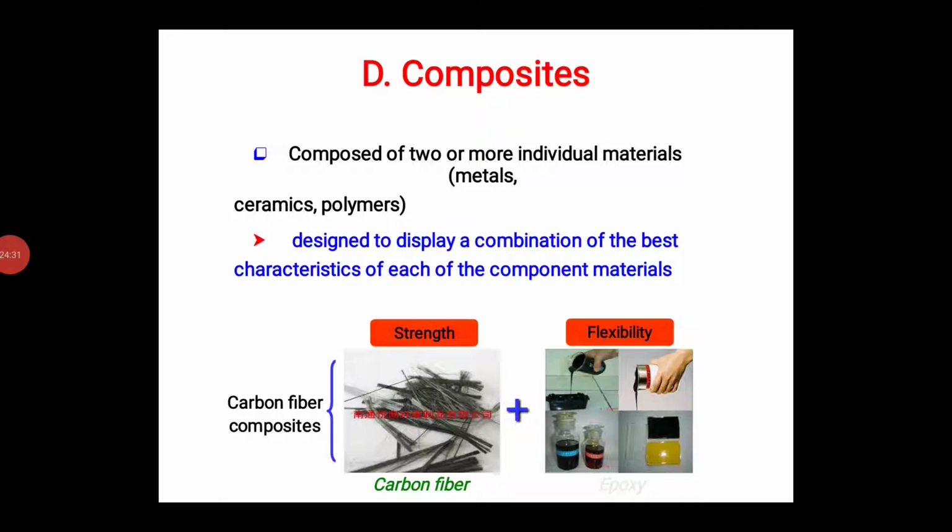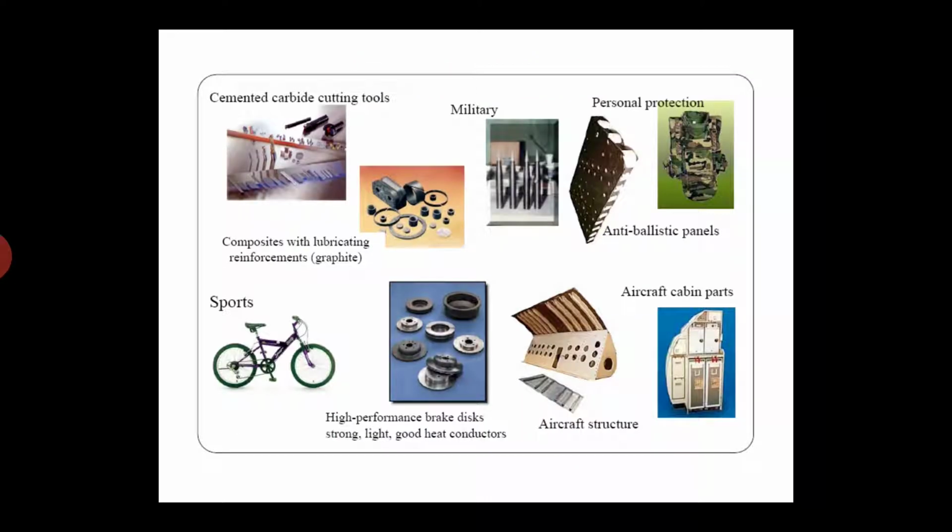Here we can observe the cemented carbide cutting tools. We know that in the cutting industry we have to use carbide cutting tools. The cost of carbide cutting tools is much higher. That's why a small insert of carbide is prepared, and it is mounted on the tool holder or cutting tool. So it is also an example of composites.